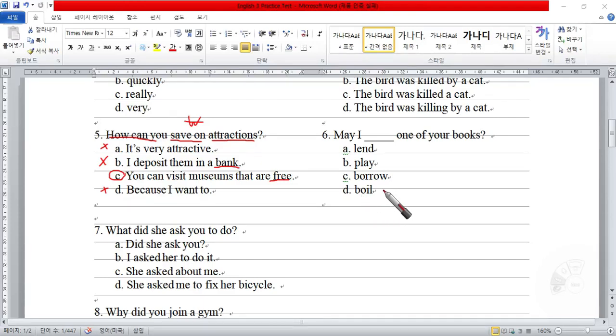Now, boil is to cook something in water. Often people will boil noodles, ramen, eggs. That's something you put in water to cook. Usually people don't boil books. Okay, they don't taste better that way. May I play one of your books? Not really wrong if it's an audio book. Also play with one of your books. We're going to put that as wrong.